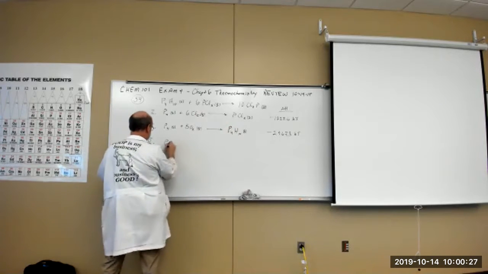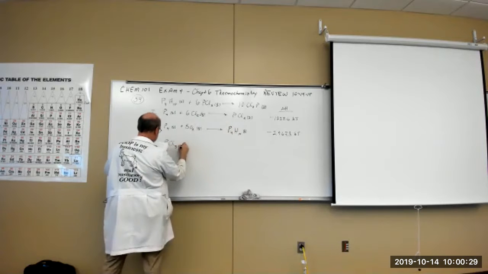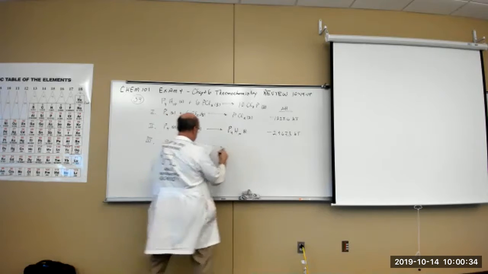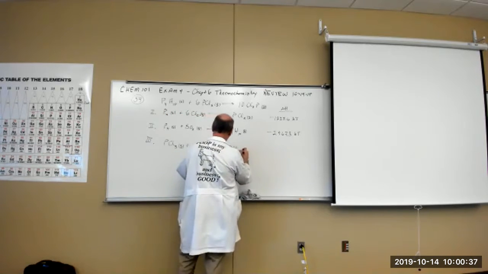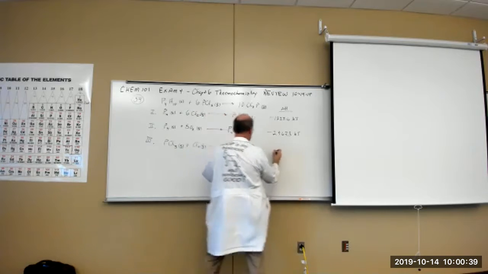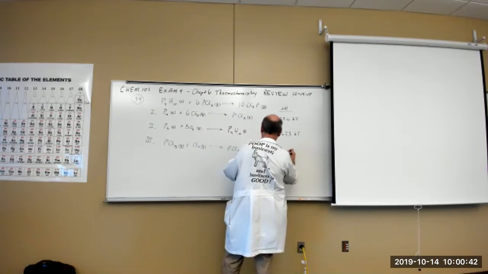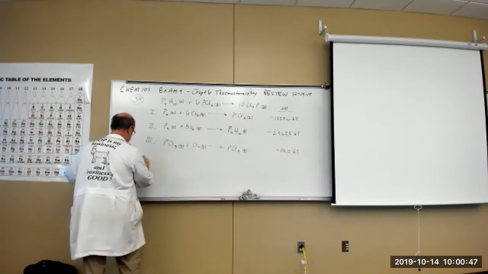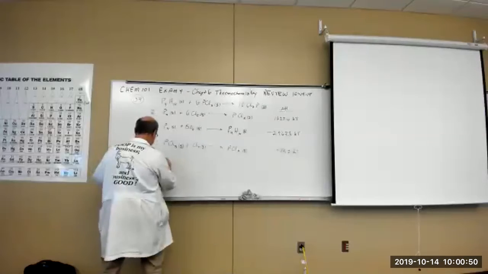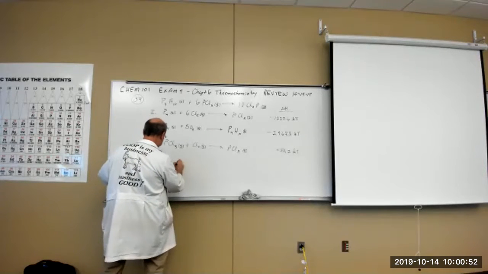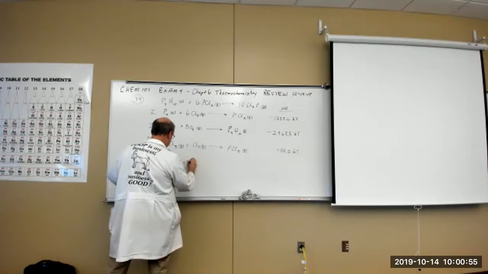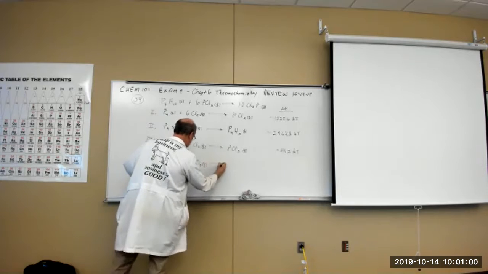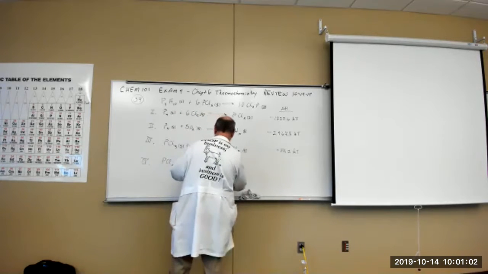Number 3, PCl3 gas plus Cl2 gas yields PCl5 gas, and this one is minus 84.2. And then the fourth one. So these are the ones we have to choose from. We don't necessarily have to use all of them. We've got to decide which ones satisfy the conditions of Hess's law.